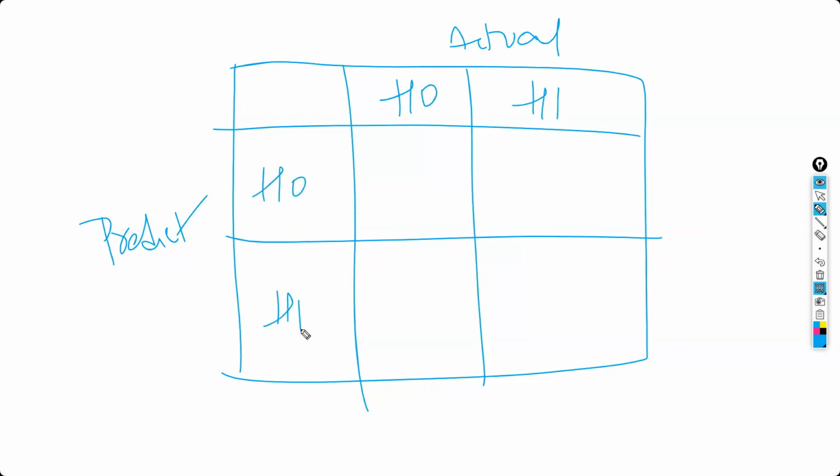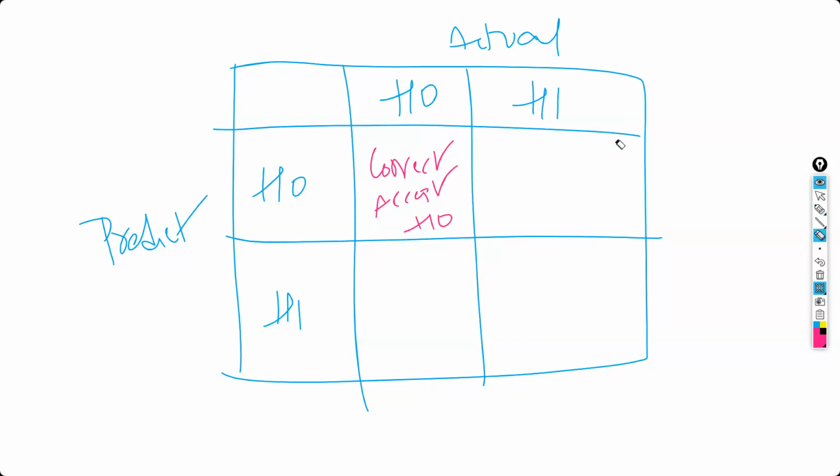Now, cell number 1. What is actual? What is predict? Actual is H0. Predict is also H0. And what is it called as? Correct acceptance of H0. Okay. Now, coming to cell number 2. What is actual and what is predict? Tell me.